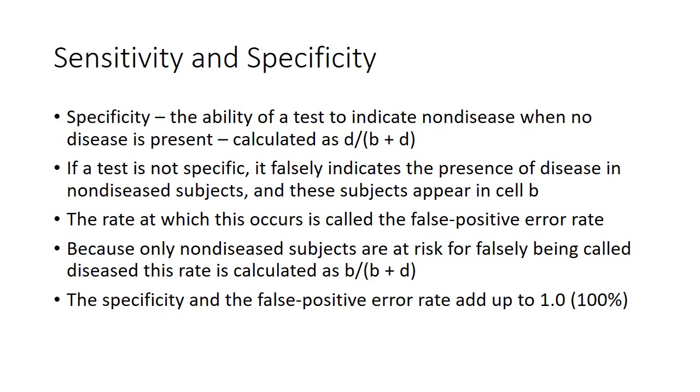And ideally, if you had 100% specificity, everyone who did not have disease would be categorized as having a negative test result. But again, no test is going to be perfect, and so we're going to see some trade-off here between sensitivity and specificity.